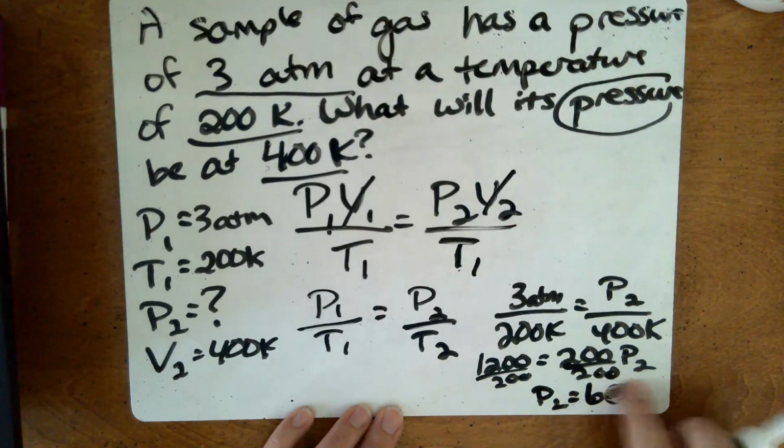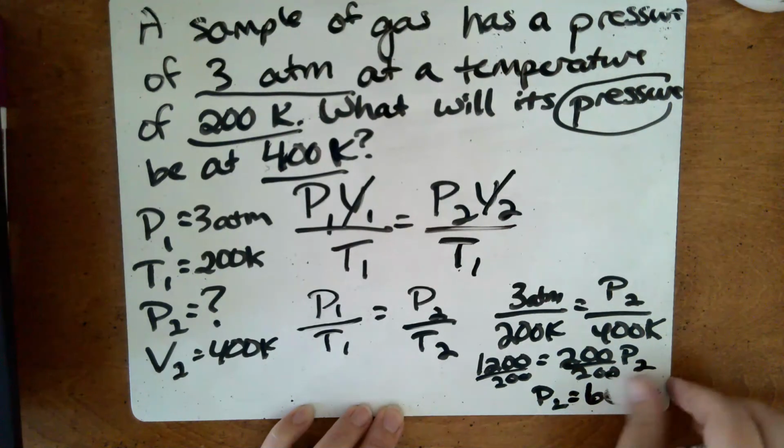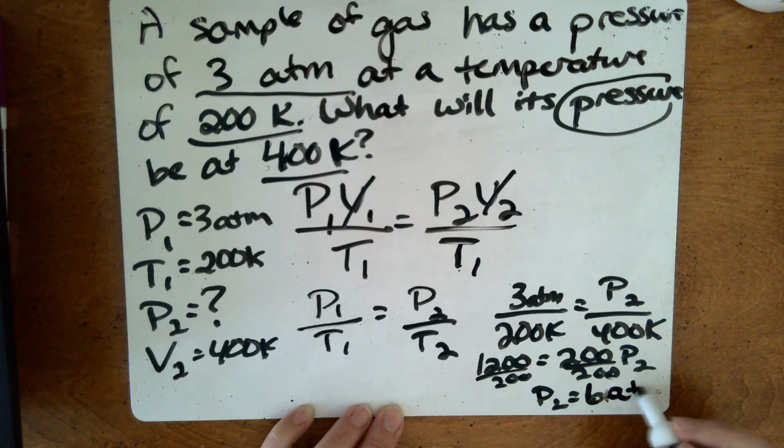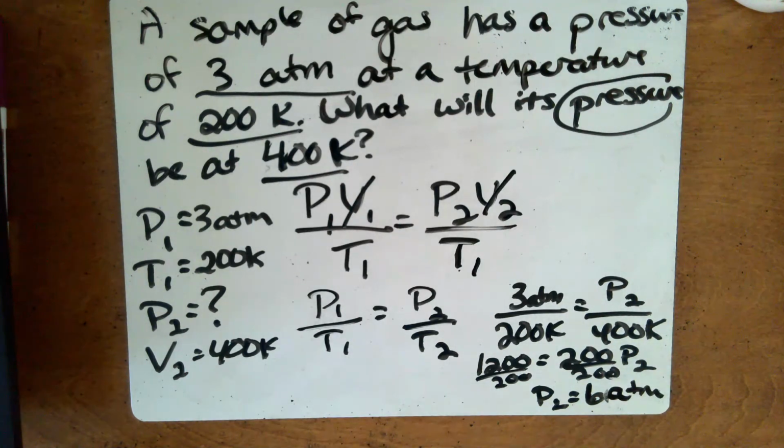Oh, sorry, 6. Not 600. That would be really, really high pressure. 6 atmospheres, which makes sense, right? Because we learned that as temperature increases, the molecules move faster and have more collisions, so pressure should increase as well. So at the higher temperature, when we double the temperature, we double the pressure as well.